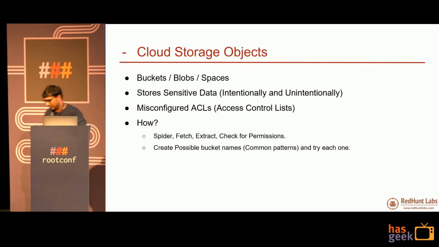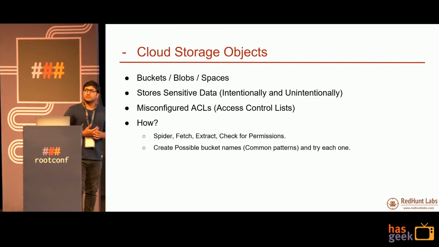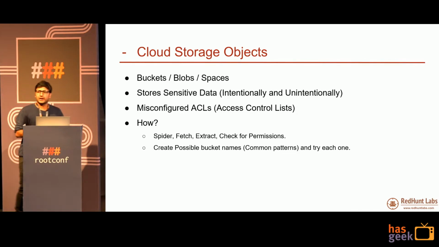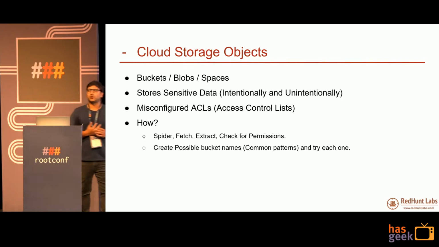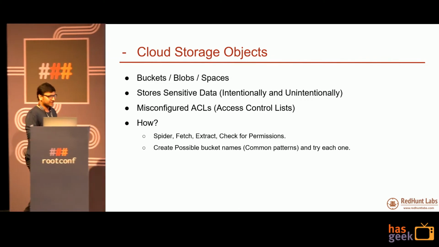So now we talk about cloud storage objects. A lot of companies store their data sets in buckets: AWS buckets, Google Cloud buckets, blobs, spaces. A lot of times they store sensitive data, intentionally or unintentionally, because sometimes they think the bucket is actually not publicly available. And sometimes they are just serving static sites like JavaScript and images, but by mistake they upload backup.tar files, because human. And then if you can list those objects, you can download the whole backup.tar file, including config.php kind of files. These are just examples.